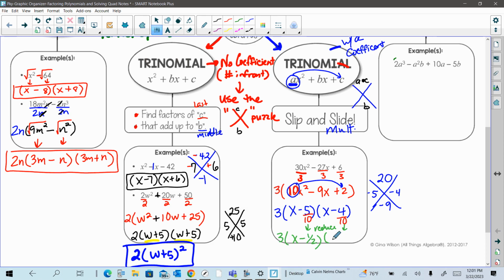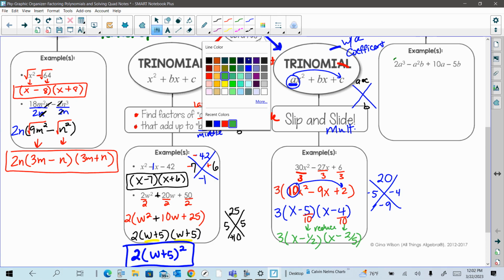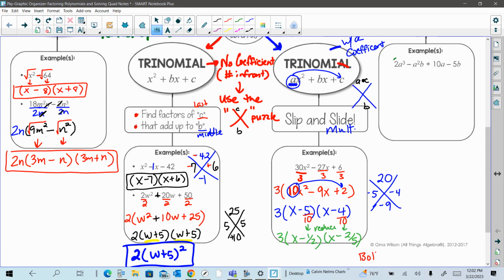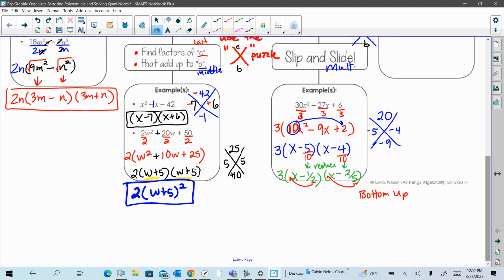And this is going to be x minus 2/5. Okay, and so then our last step here is to remember bottom up. I'm just going to write a little note, bottom up. The bottom number here, the 2, needs to go up to the front. This 5 needs to go up to the front. So that lets me know that my final answer is 3 parentheses 2x minus 1 and 5x minus 2. Okay, bottom up. Bottom number goes up.